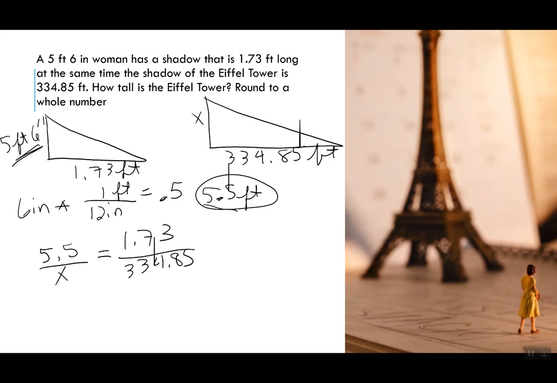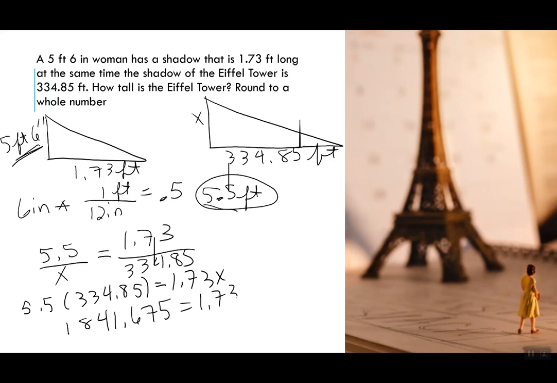We're very used to what to do now. We are going to multiply across, so I have 5.5 times 334.85 is equal to 1.73x. 5.5 times 334.85 is 1,841.675, and that's 1.73x. I'm going to divide by 1.73. And I have X. Remember, I said just make it a whole number. So I have 1,064.55. So let's make that 1,065 feet high.